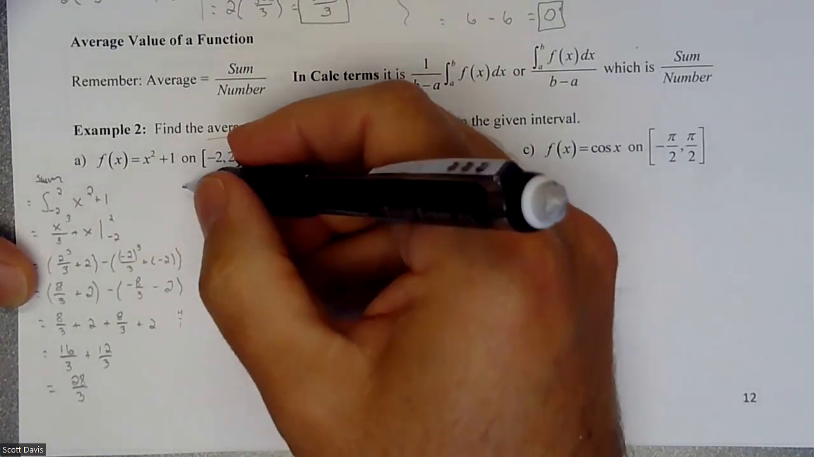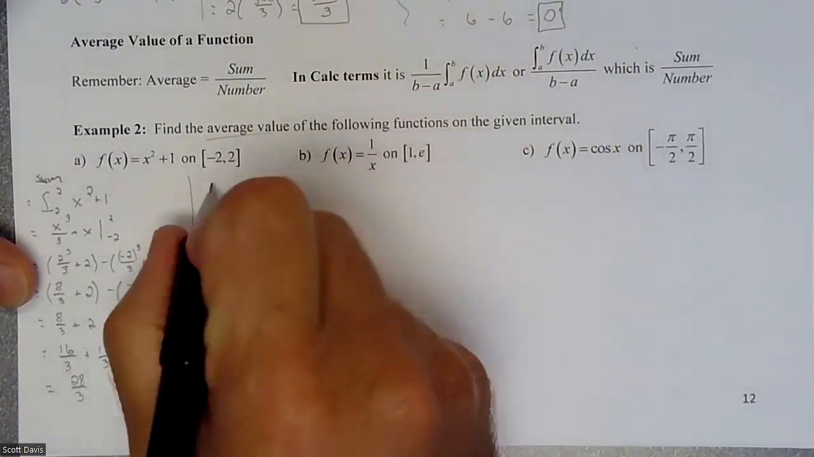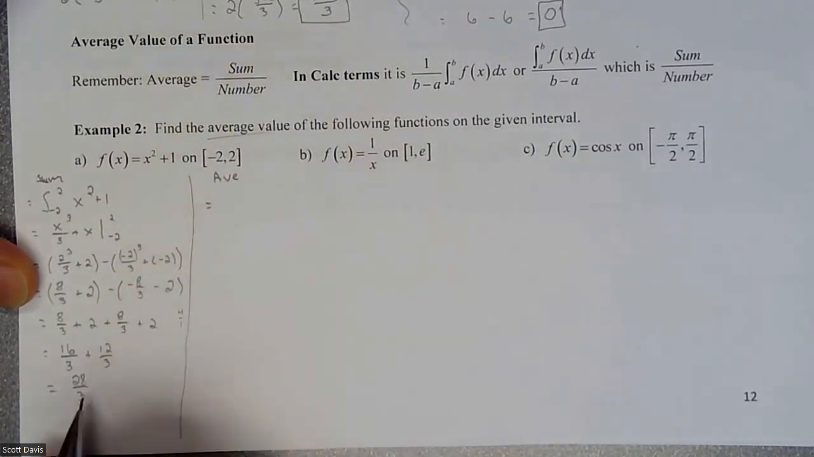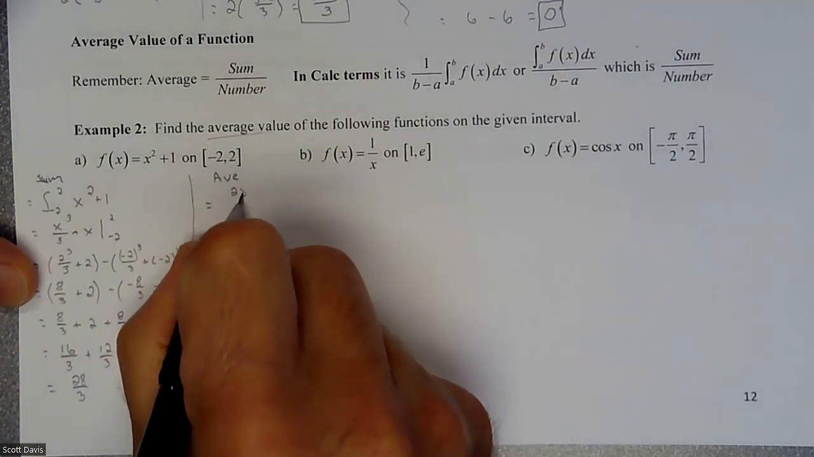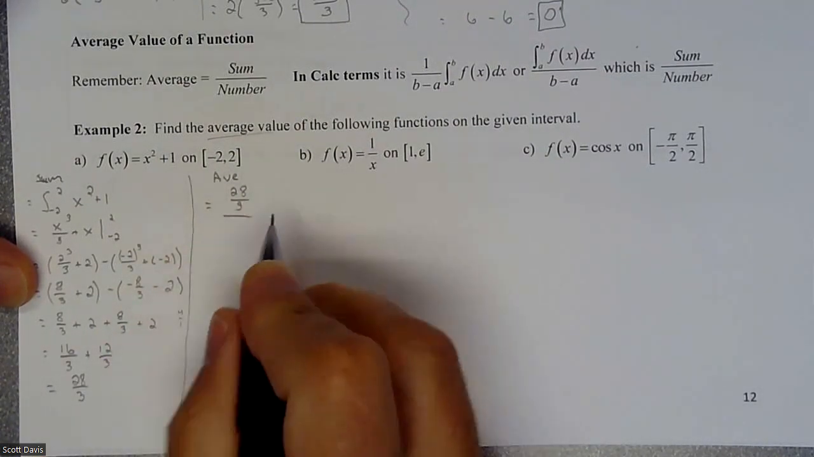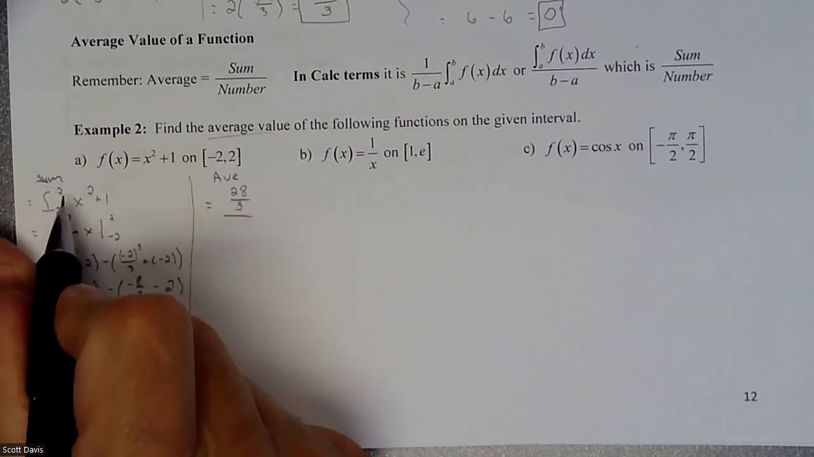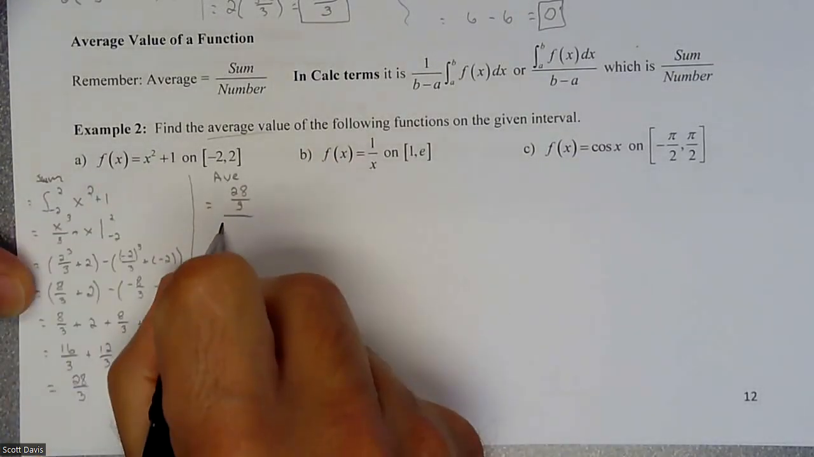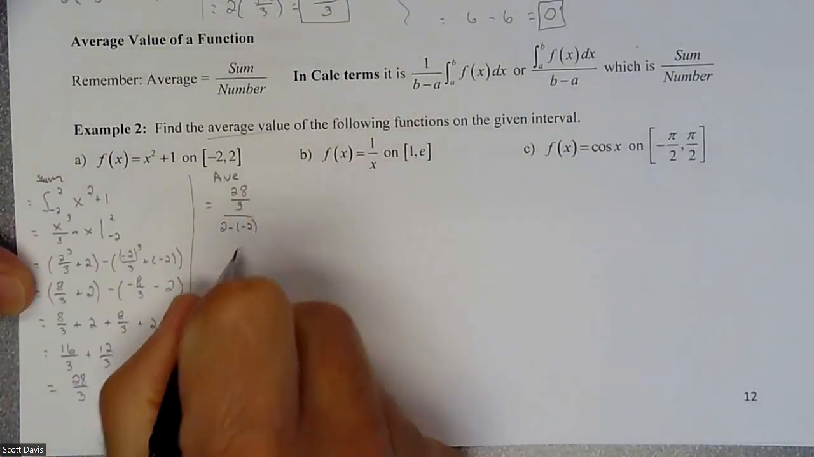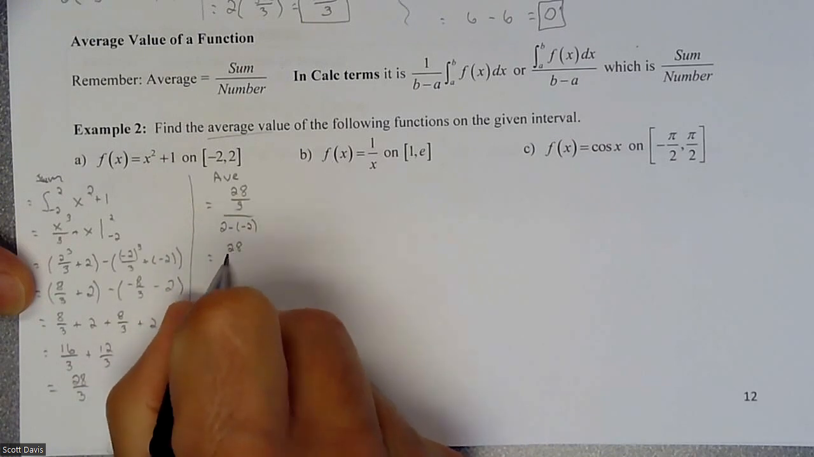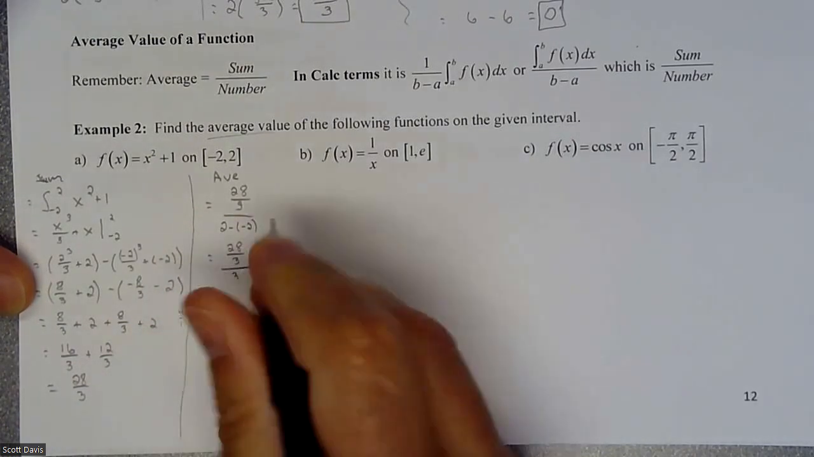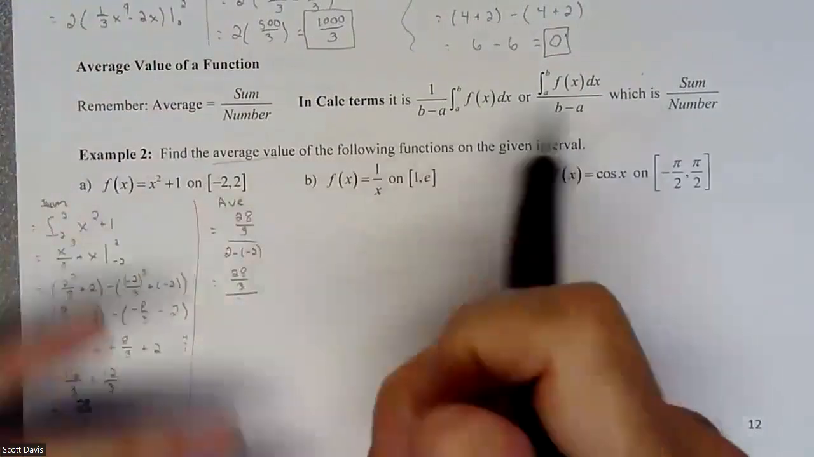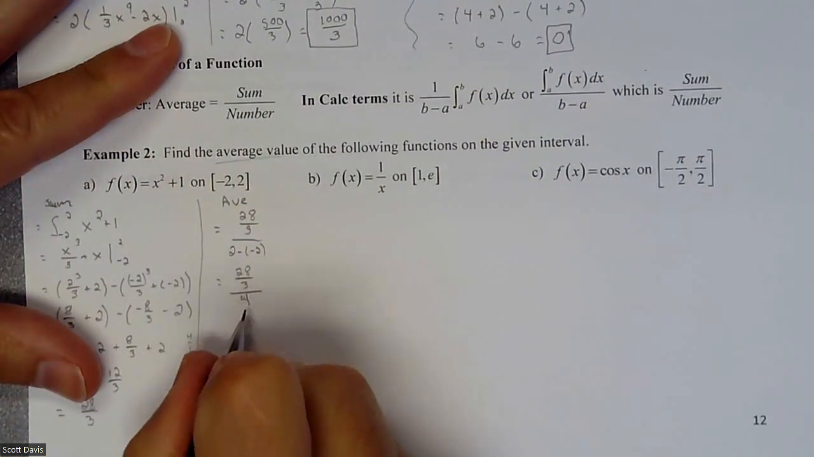All right, so that is our sum, but I want to find the average. So I'm going to take this number, 28/3, our sum, and divide it by the spread between them. From -2 to +2, that distance, if I do the math, is the bigger number minus the smaller number. So I'm really taking 28/3 and dividing it by 4.